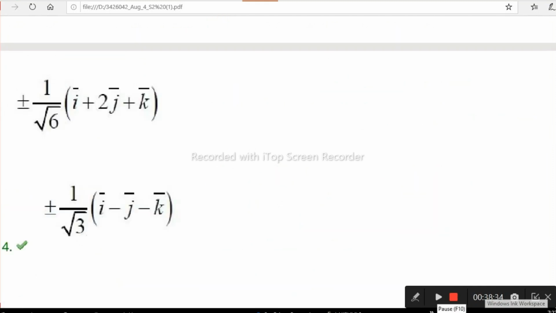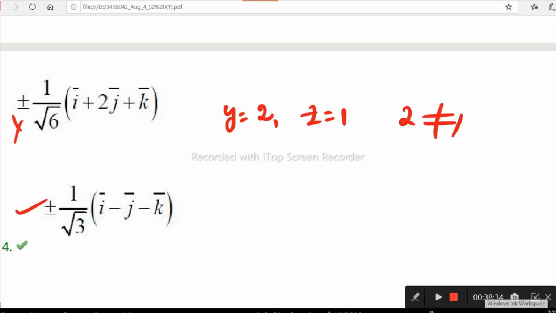Yes, what is the third option? J quotient is 2, Y is 2, Z is 1. Both are not equal. 2 is not equal to 1, so that third option is also not correct. The rest is the fourth option only: J quotient is minus 1, Y is minus 1, Z is also minus 1. Therefore it is clearly the fourth option.